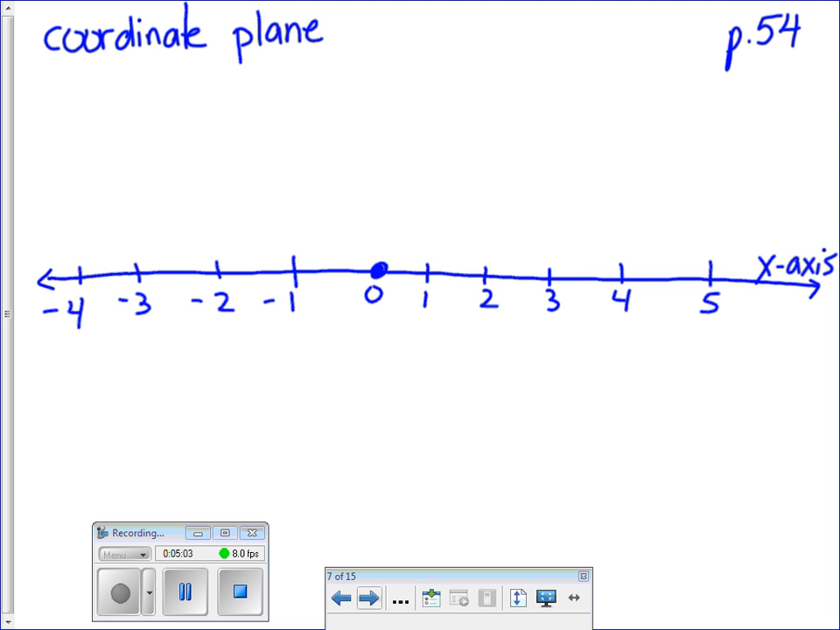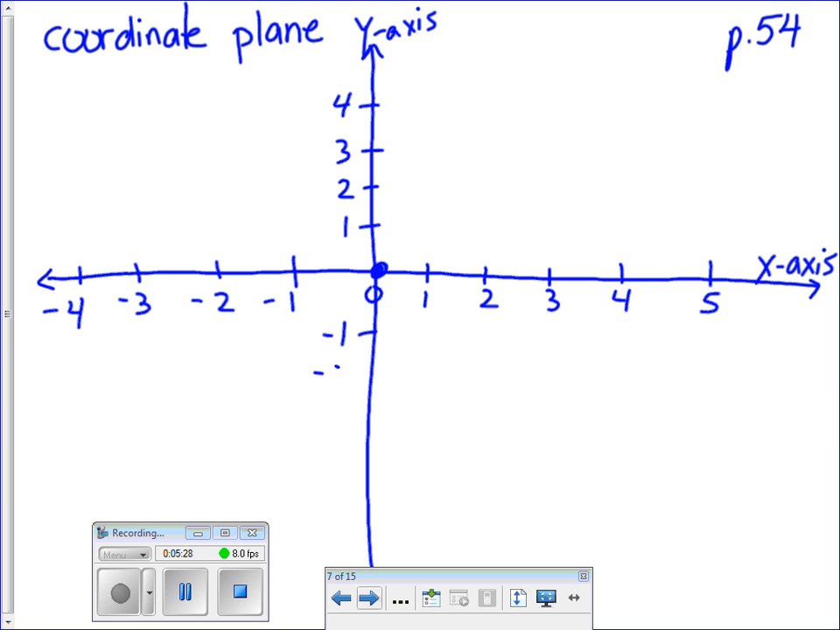Our second coordinate tells us where to go on our y-axis. I like to think the y is like the tail dropping down. So that's how I remember that's the y-axis, and the x sits flat on the line. So how do we label a vertical number line? 1, 2, 3, 4, and so on. Then -1, -2, -3, -4, -5, and so on.